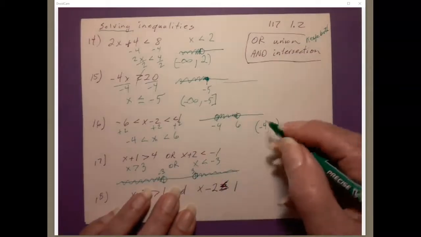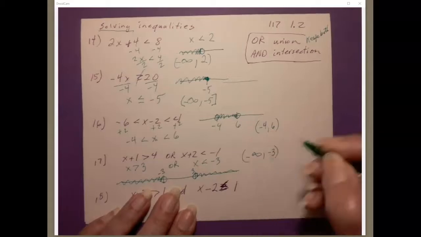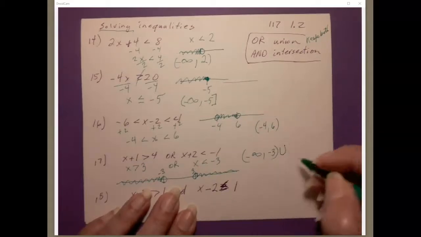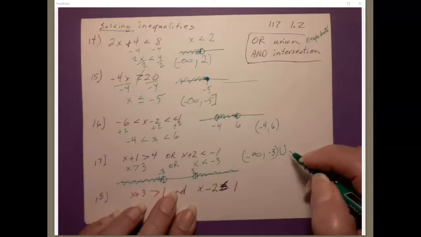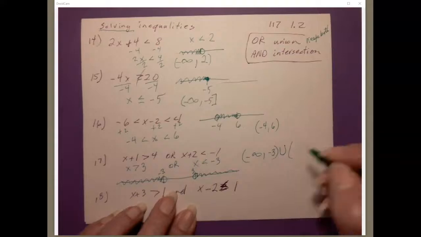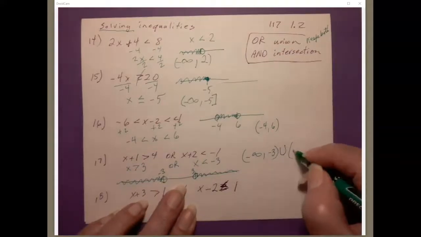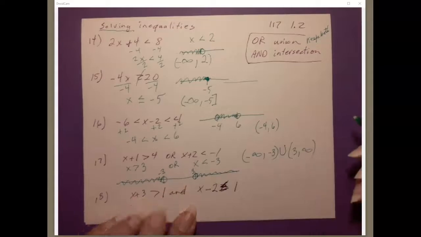Now I need the interval notation. So this is negative infinity to negative 3. The symbol for the or is union, and it's that symbol. And on WebAssign, over on the side, if you look in symbols, you can find both the infinities and the unions. Actually, I think this one is in set notation. And then we're going to go 3 to infinity.